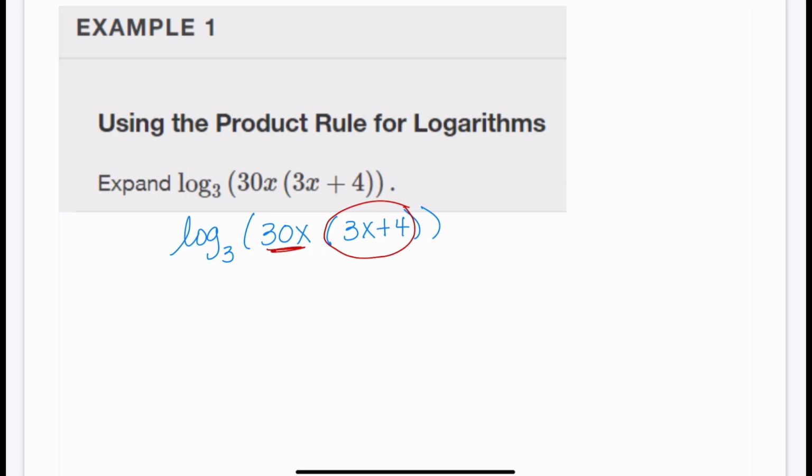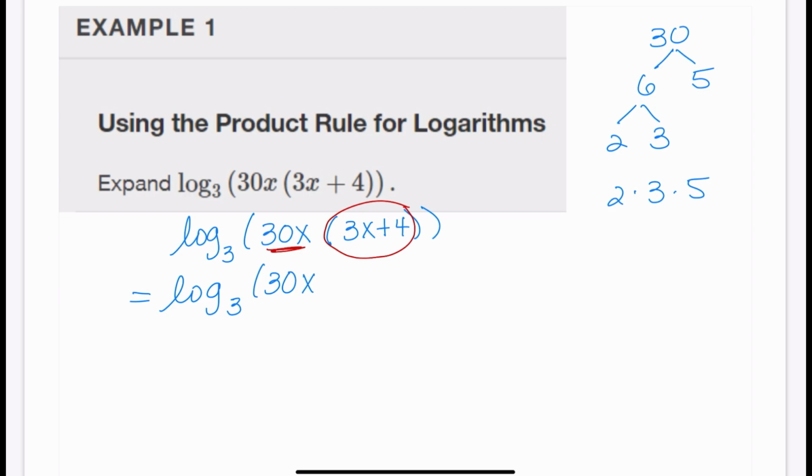So if I had to, I could take the time to expand the number 30. I can go ahead and say, well, 30 is 6 times 5. 6 is 2 times 3. So basically the prime factorization is 2 times 3 times 5. So that's one of the things that I can do. So I'm going to go ahead and rewrite this as the log base 3 of 30x plus the log base 3 of 3x plus 4. What I've done so far is just breaking up the two parts that we are in fact multiplying.